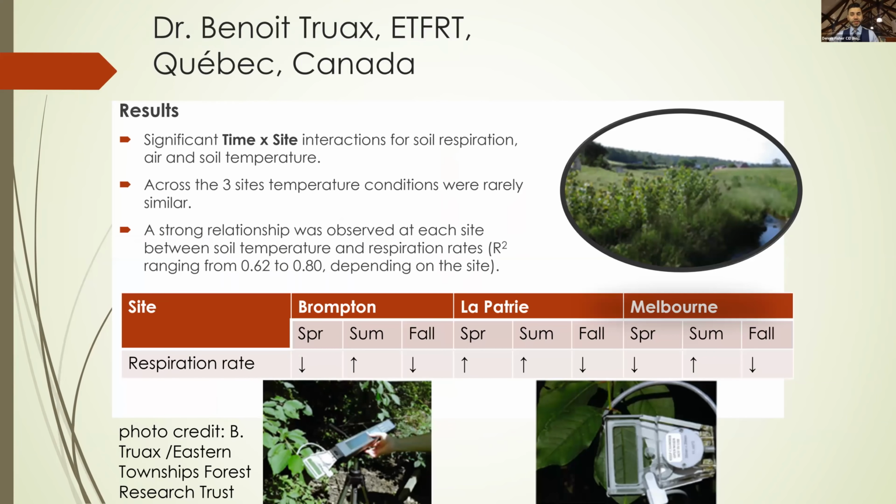Now the results. The respiration rate followed the same trend at the Brompton and La Patrie sites, with lower respiration rates observed in the spring and the fall, with a peak during summer. However, respiration rates were much higher at the Melbourne site in late May compared to the other 2 sites, and not different from the respiration rate measured in July. At Melbourne, air and soil temperatures were also higher during respiration rate measurements in late May.